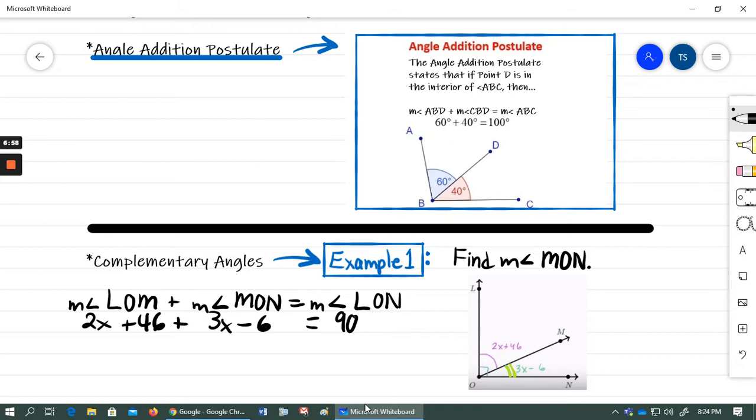All right, so we've just written out the angle addition postulate for this diagram, and we're substituting those expressions that we know. So we know that the whole thing adds to 90, because again, these are complementary angles. And you know that because of that right angle symbol right there in that corner. You know that these two angles form a right angle. They add to 90 degrees.